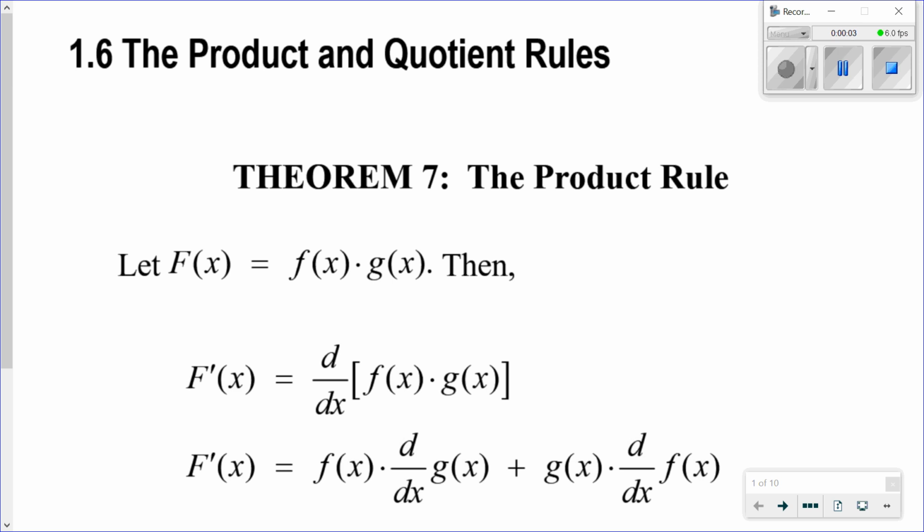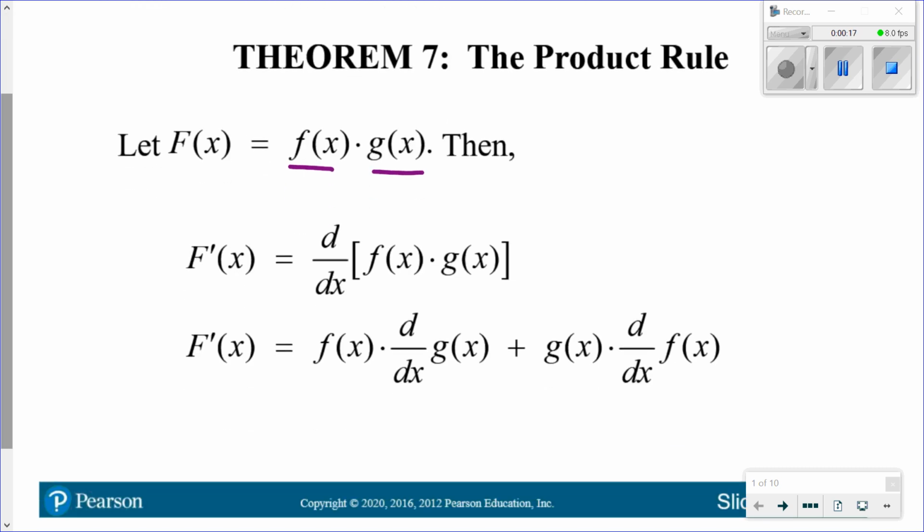All right, so now we're going to be learning about two more rules, the product rule and the quotient rule. The product rule we're going to use when we have a function that is the product of two other functions. So the way the product rule works is this. If I want to take the derivative of something that is the product of two functions, and you're going to hear me refer to it this way, I'm going to call this one the first and this one the second.